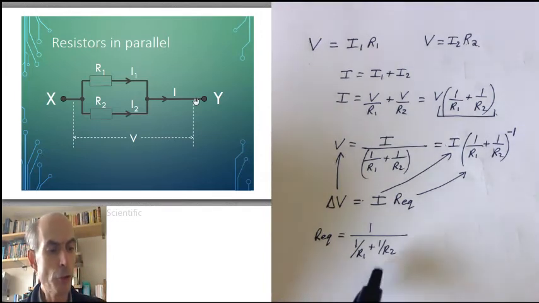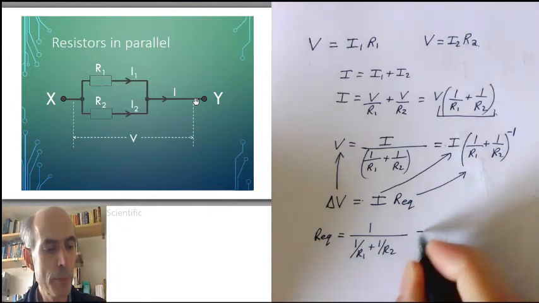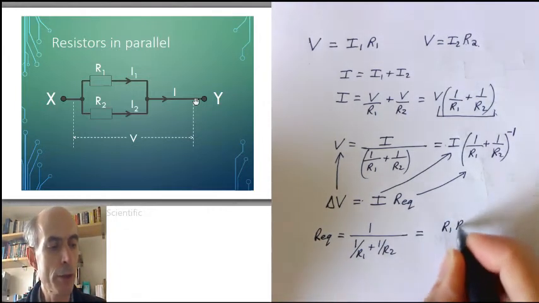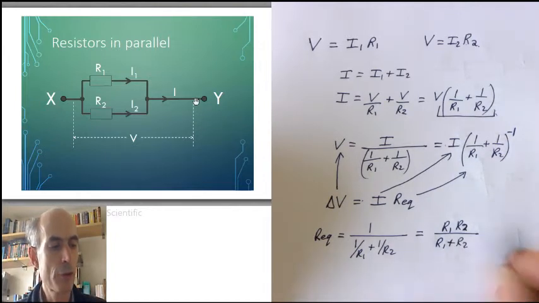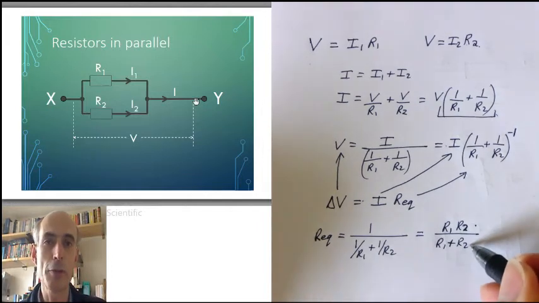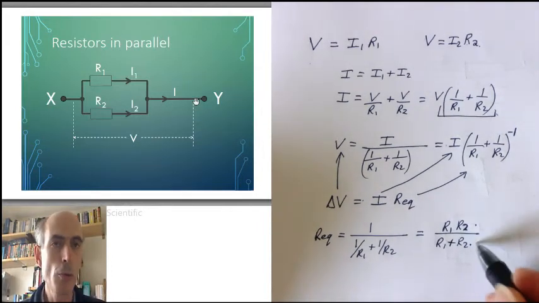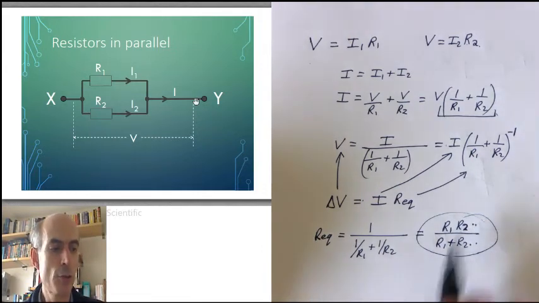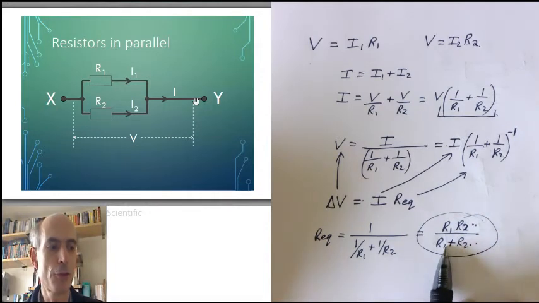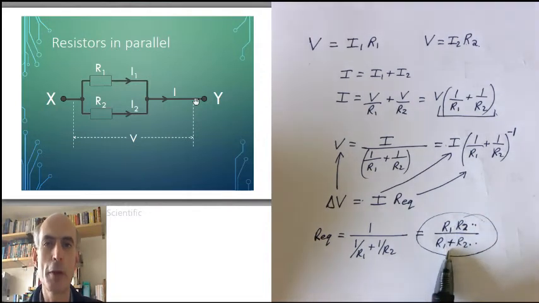You can multiply up that top and bottom by R1 times R2 and get the formula R1 R2 over R1 plus R2, which is often easier to work with. It's the product of the resistors divided by the sum of the resistors, although, as we'll see, this only works if you've only got two resistors. If you have three resistors in parallel, you can no longer use this formula. It's just another form of the formula when you have two resistors in parallel.